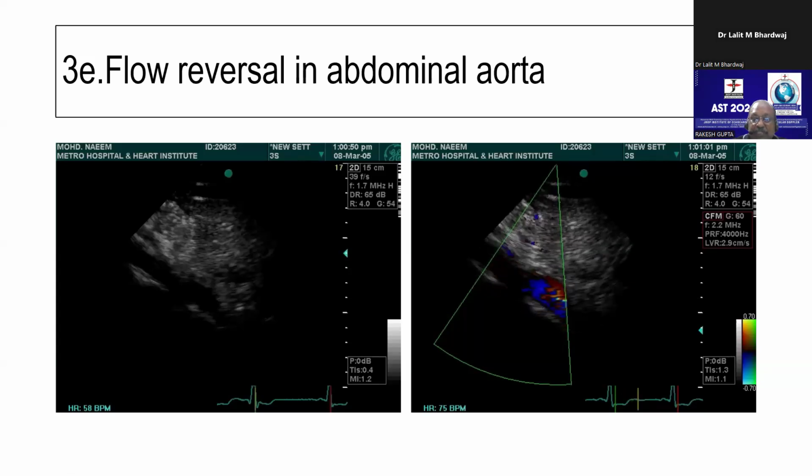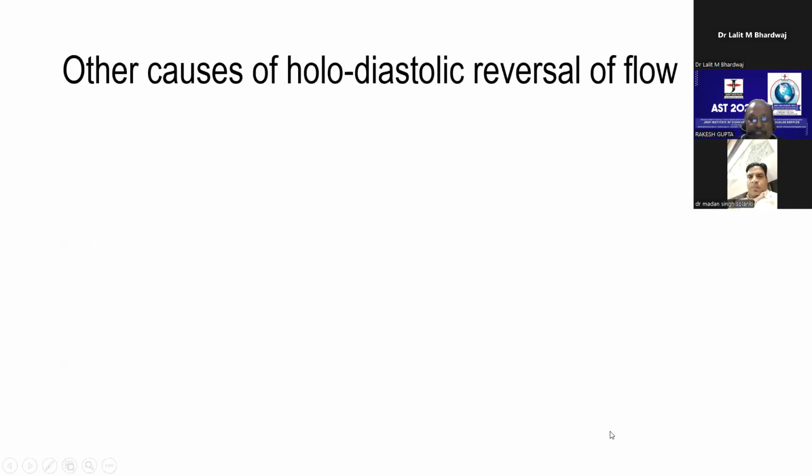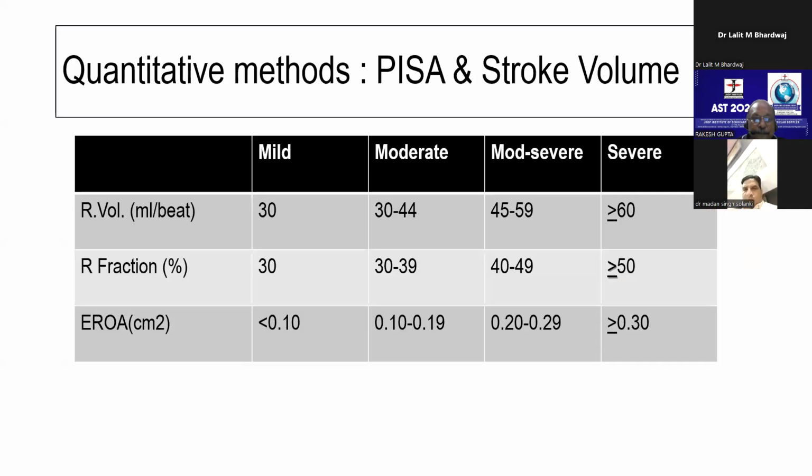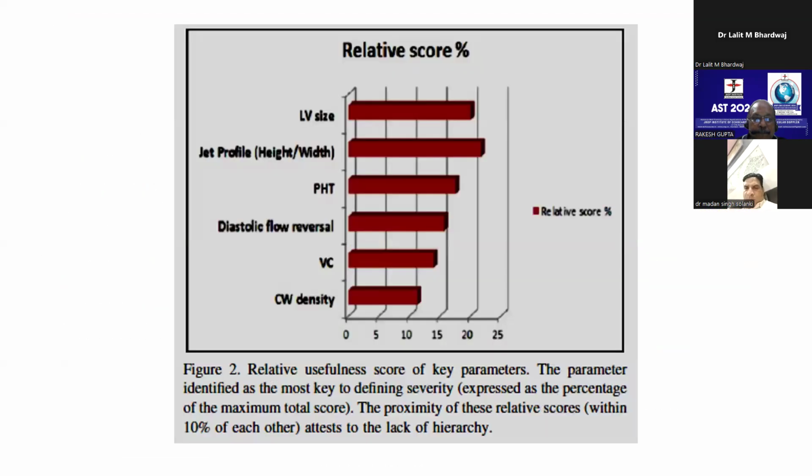Now let me just show this slide, which is a very, very important slide. I must have shown it before also. The most important factors in calculating severe aortic regurgitation: first is LV size. We know how to measure LV size. Second is jet width height oblique LVOT height. I showed you that. Pressure half time, I showed you. Holodiastolic reversal of flow in descending aorta, I showed you. Then vena contracta and density of color flow. I'm not really concerned for the density of color flow.